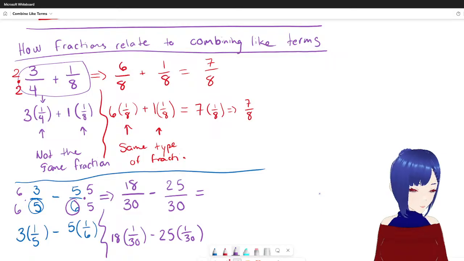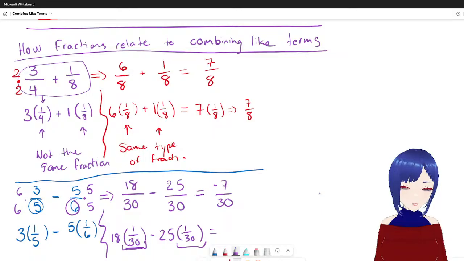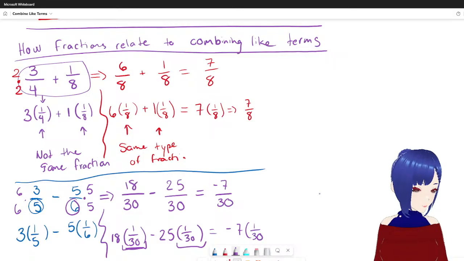18 minus 25 should be -7 over 30. Same thing here, we're using the 30ths kind of like a variable. So 18 minus 25 is still -7, 1/30. And then you can multiply that -7 back into the top, which still gives us -7 over 30.